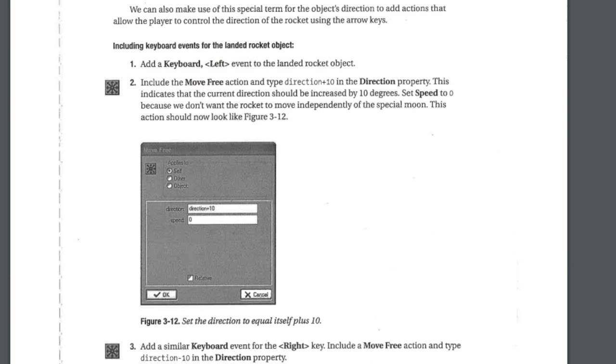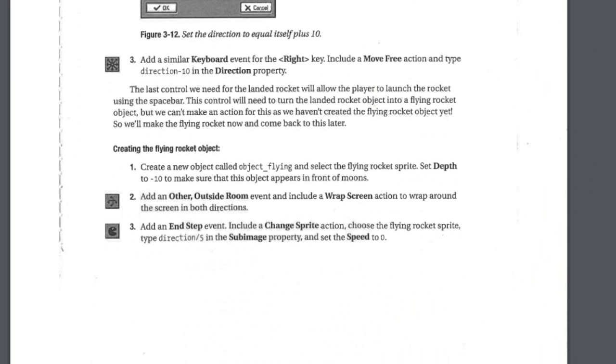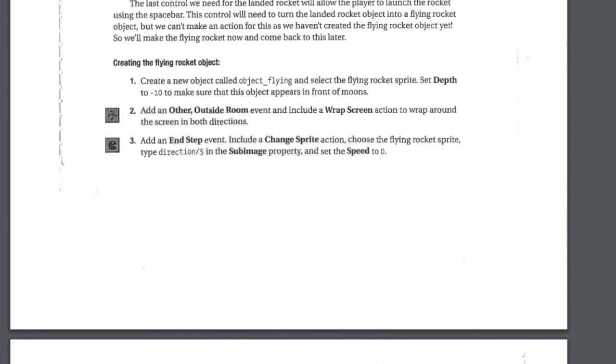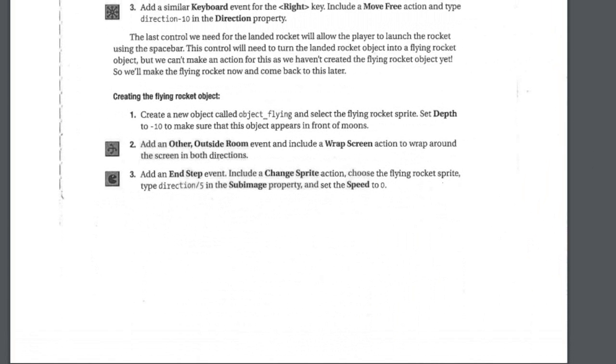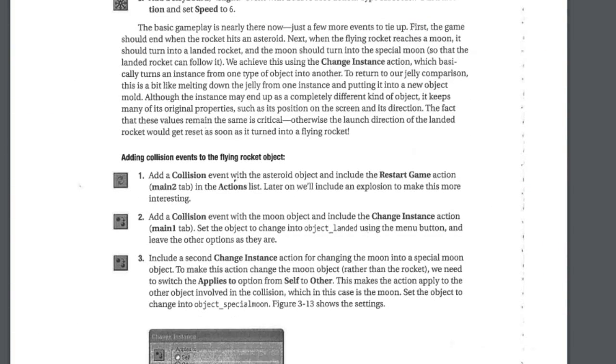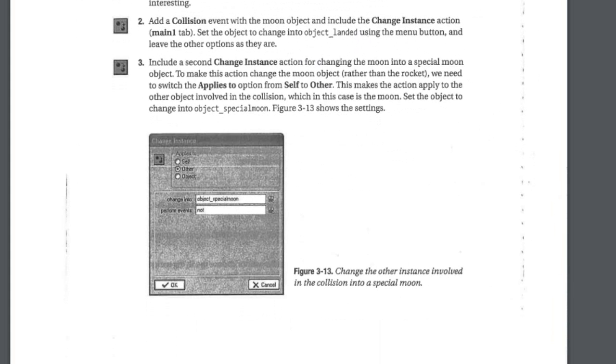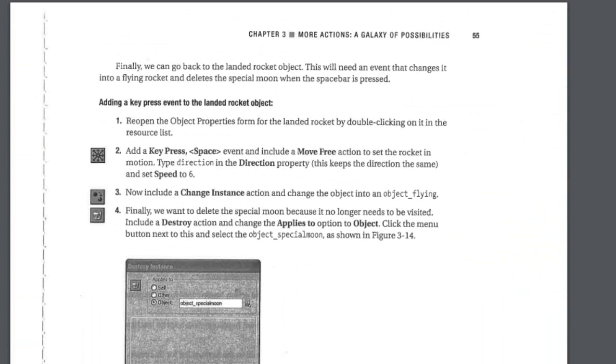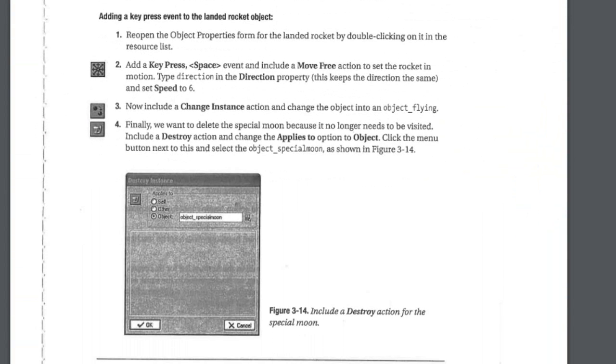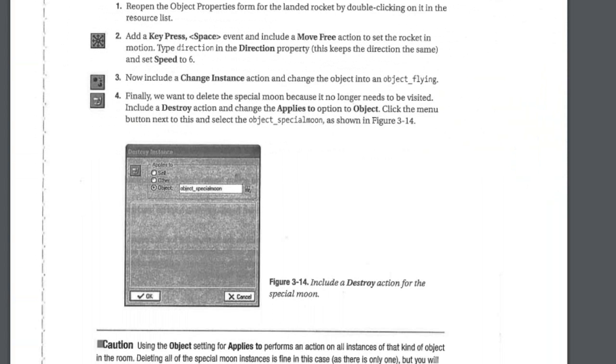Alright, so we've gotten all of this wrap around on the outside of the room. Collisions. Alright, so here's our collisions. Restart the game and change instances. And now we want to do the spacebar to move free and change instance into the flying, and then destroy the moon object.